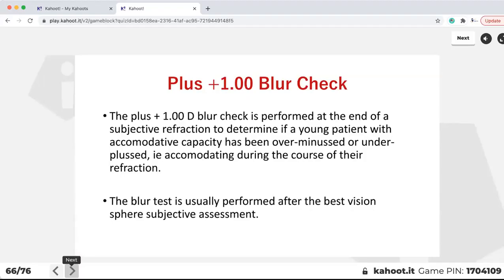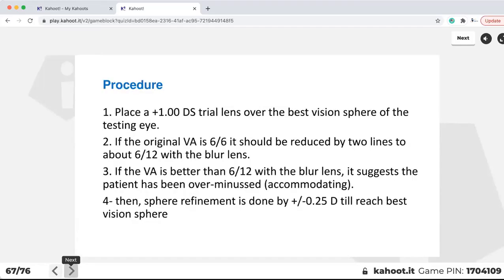So what is the blur test? The +1 diopter blur test is performed at the end of subjective refraction to determine if a young patient with accommodative capacity has been over-minused or under-plussed, meaning that he is accommodating. So the blur test is usually performed after the best vision sphere subjective refraction is made. How can we do this? By placing a +1 diopter sphere lens over the best visual sphere of the eye.